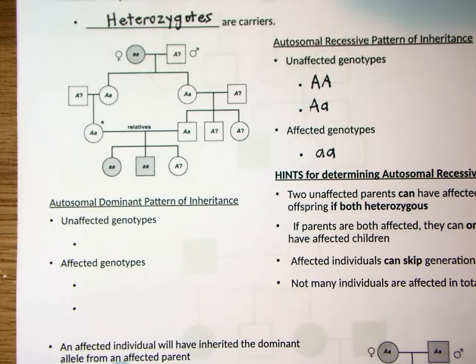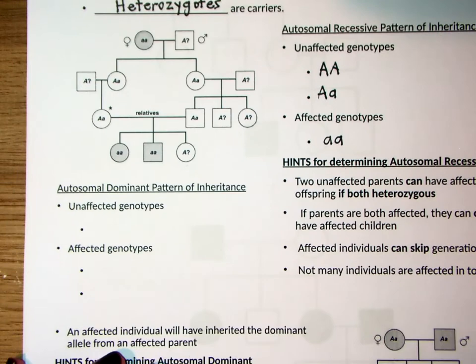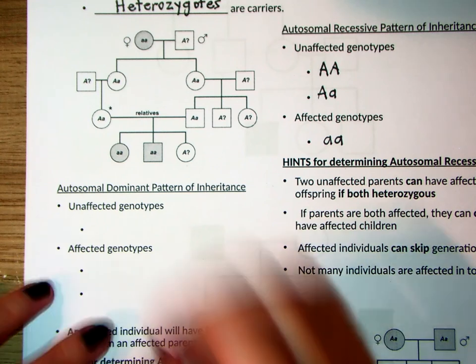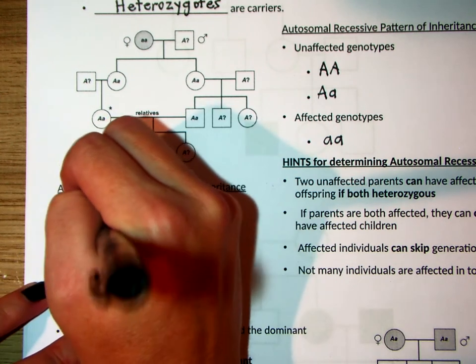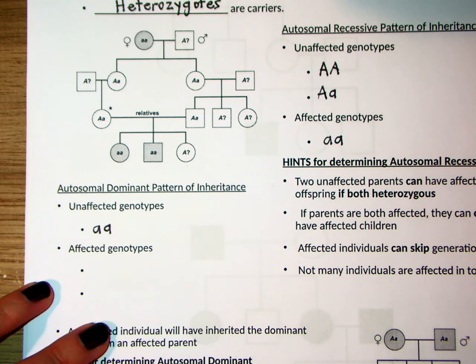For autosomal dominant disorders, the unaffected genotypes would be little a, because if you have that big A, you are going to be affected. You're going to have the disorder. So the affected genotypes is anything with a big A.